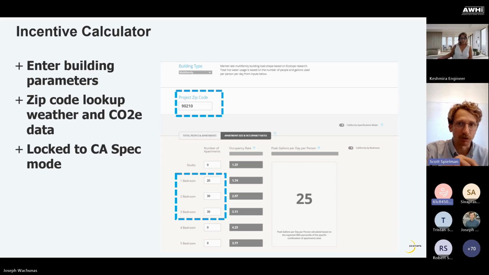And for the TECH program, they asked us to lock it to the California spec mode in EcoSizer. For those of you who aren't familiar, EcoSizer is also an online sizing tool that Ecotope develops. This page was an added page to the website, so you can size your system on one tab and then move over to the next tab and run this simulation to get an incentive. Next slide.